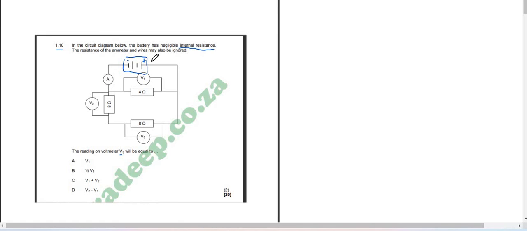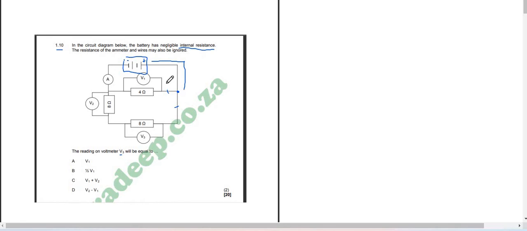So let's track the direction of the current. So the first thing for you to determine which resistors are parallel, which resistors are in series, first track your current. So you see, okay, my current will go down there. Now when it reaches this point over here, you see now it's going to split, because now we have two branches. You have this branch over here and you also have this branch.